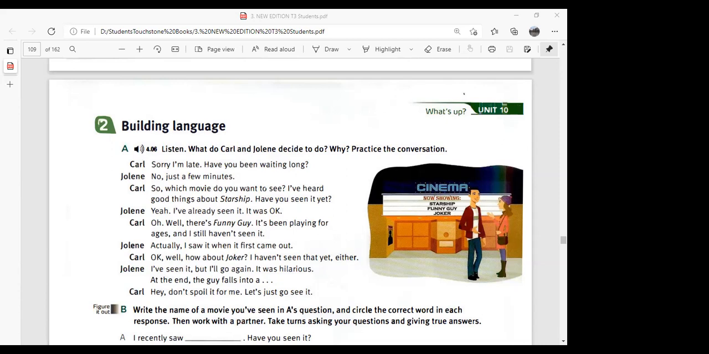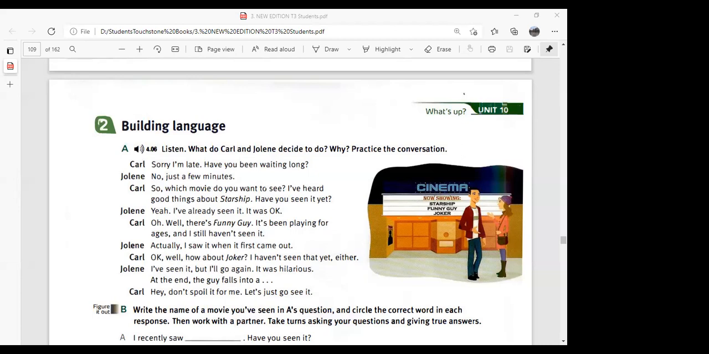Sorry I'm late. Have you been waiting long? No, just a few minutes. So, which movie do you want to see? I've heard good things about Starship. Have you seen it yet? Yeah, I've already seen it. It was okay. Oh, well, there's Funny Guy. It's been playing for ages, and I still haven't seen it. Actually, I saw it when it first came out. Okay. Well, how about Joker? I haven't seen that yet either. I've seen it, but I'll go again. It was hilarious. At the end, the guy falls into a... Hey, don't spoil it for me. Let's just go see it. Okay, good.